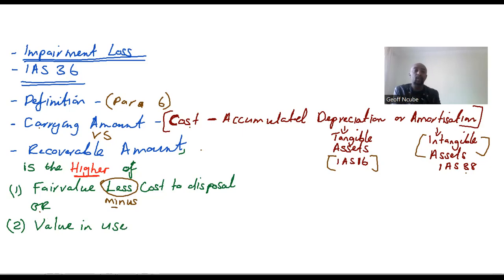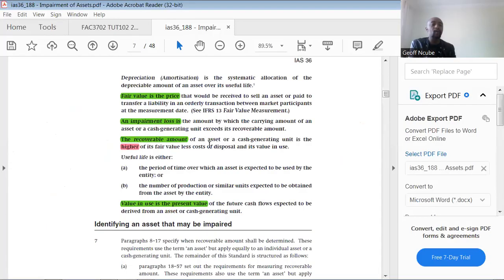All right. So let's quickly dash to the definitions according to the standard. The standard says the recoverable amount of an asset, I'll skip cash generating unit, is the higher of its fair value less cost of disposal and its value in use. So you're always comparing the two. So always remember, recoverable amount is the higher of fair value less cost of disposal or value in use. So whichever is higher will then represent your recoverable amount.